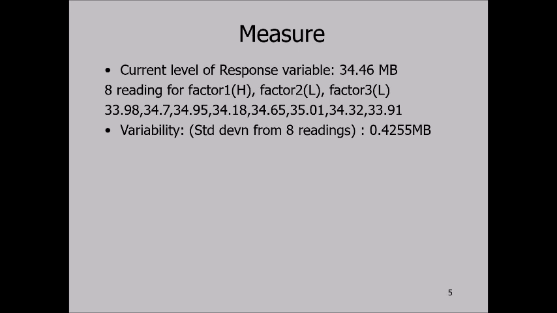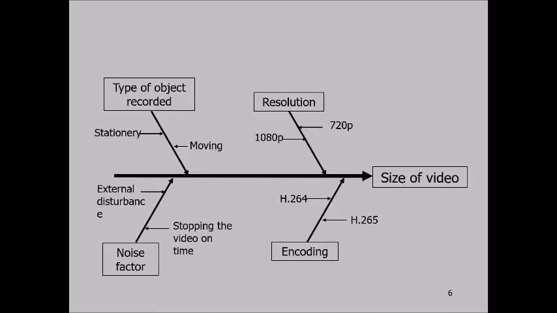The standard deviation of all these 8 readings is 0.4255 MB. But why did we do this? We did this to compute the number of replications. We assumed a target value for the response variable of 17 MB. The aim of our experiment is to reduce the video size without reducing the quality.